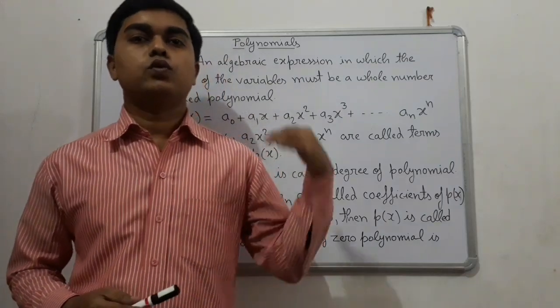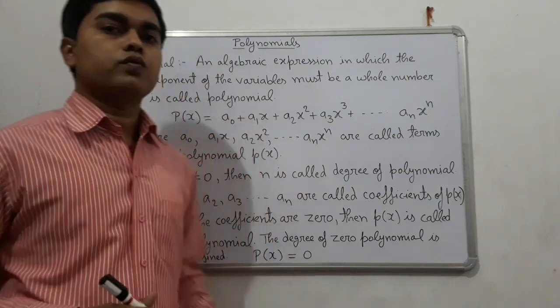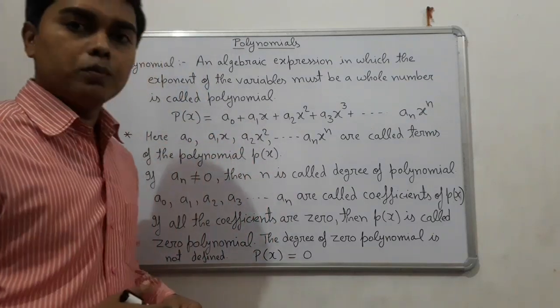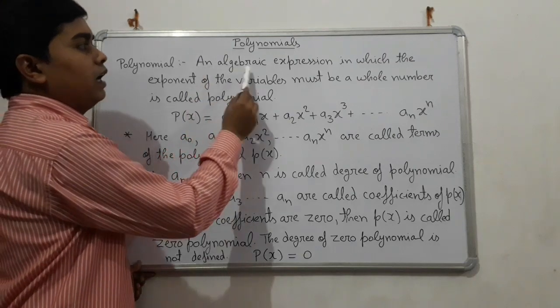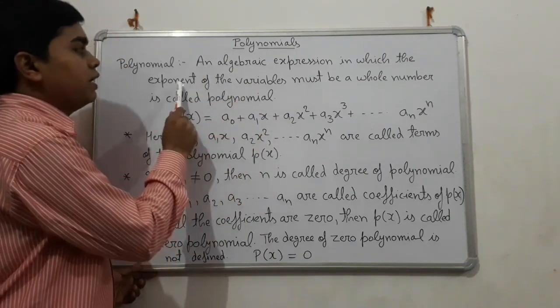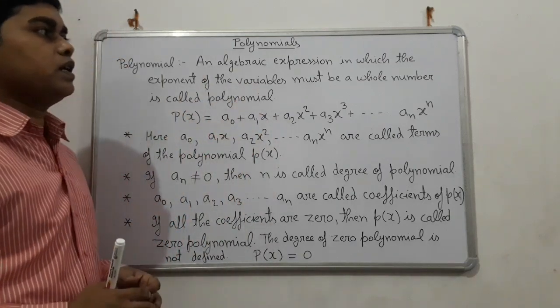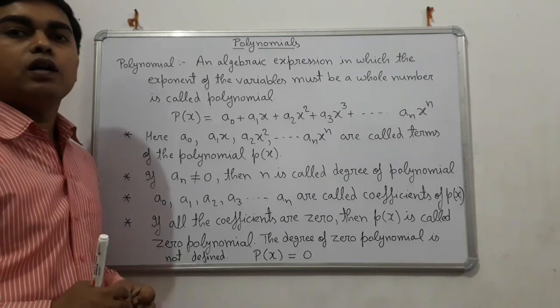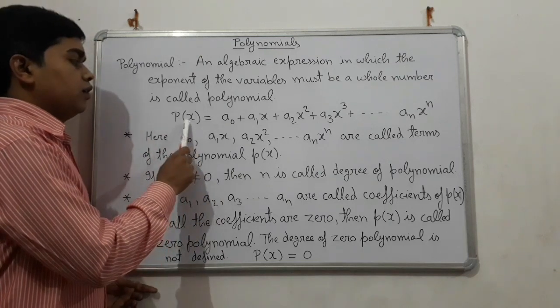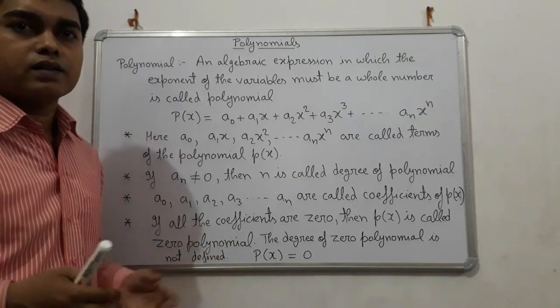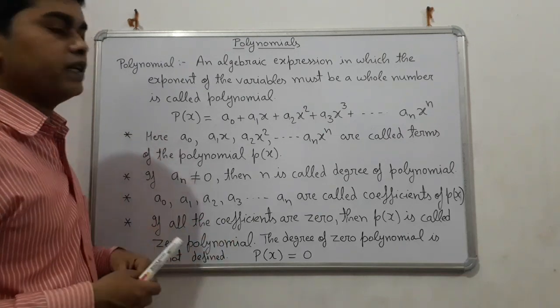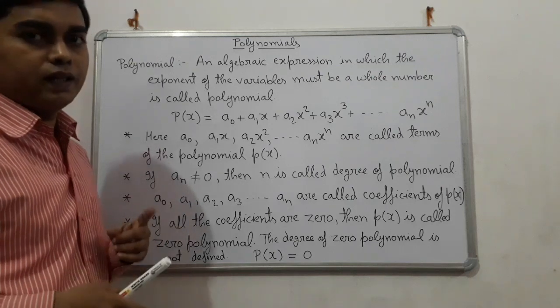Today I will teach you polynomials. Okay, so first thing, what are polynomials? See, polynomial, an algebraic expression in which the exponent of variables must be a whole number is called polynomial. We will represent polynomial by p(x), q(x), r(x), p(y). You can say if you are taking variable as y, then you will write p(y).